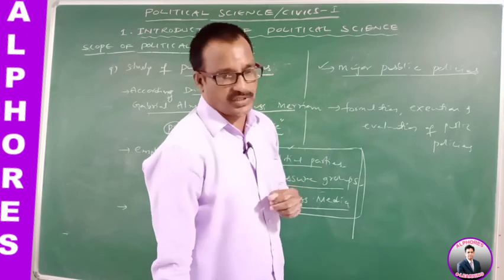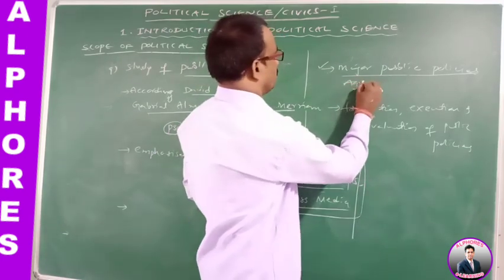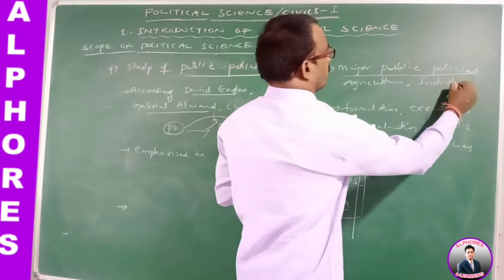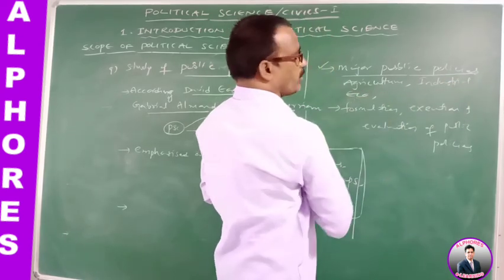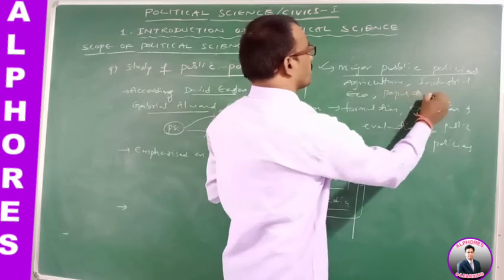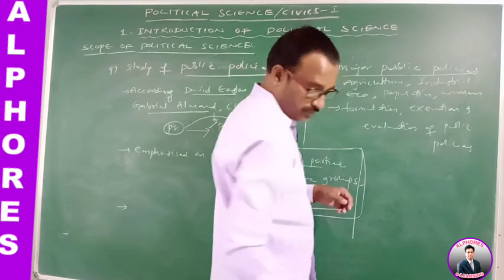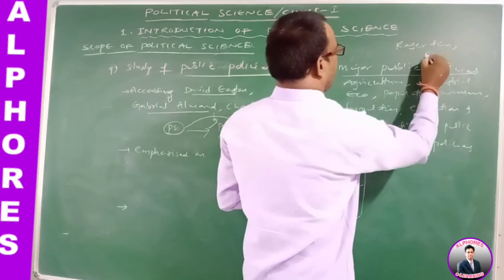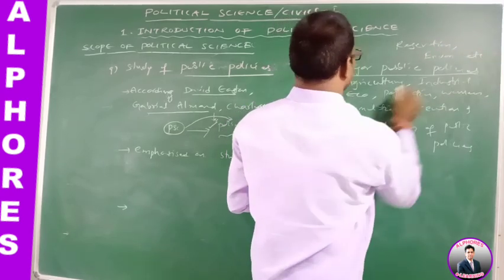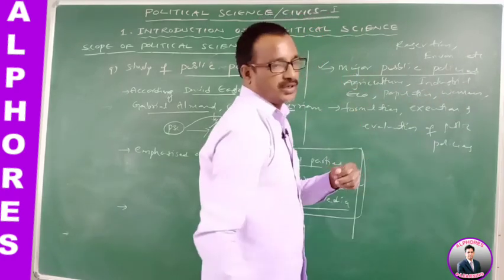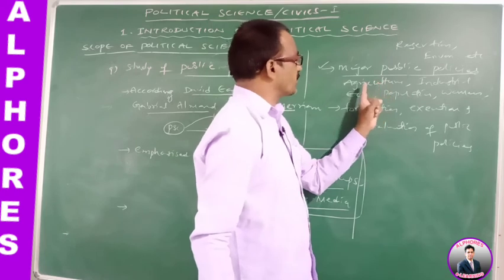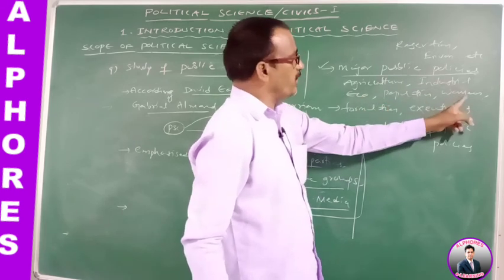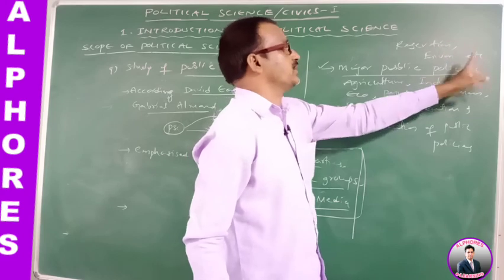There are various types, like agriculture policy, industrial policy, economic policy, population policy, women policy, reservation policy, environment policy, etc. These are various internal policies of the government. What are the important internal policies? Agriculture policy, industrial policy, economic policy, population policy, women policy, reservation policy, environment policy, etc.